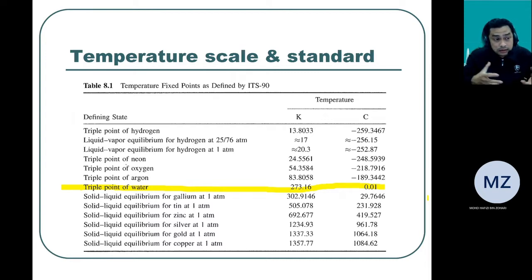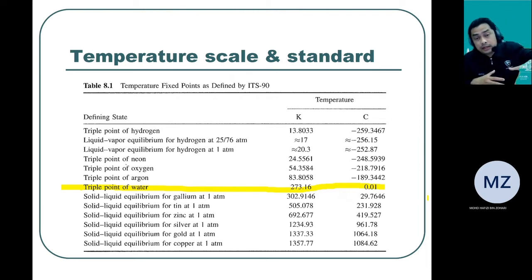The triple point of water is easy to create. You just take ice out from the fridge, the freezer, and put it in a glass of water. At that time, you will have three phases of water: a solid phase, liquid phase, and also gas phase. That one will have a temperature of 0.01 degrees Celsius or 273.16 Kelvin.